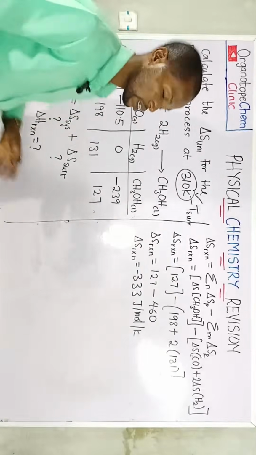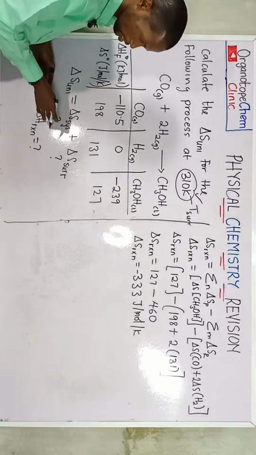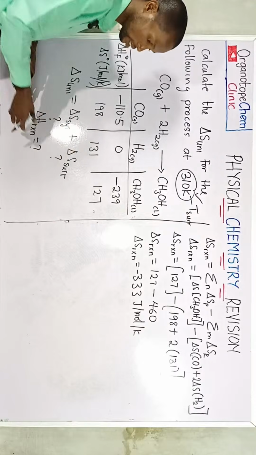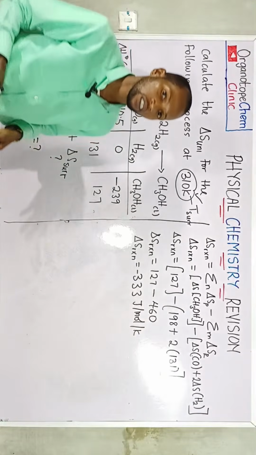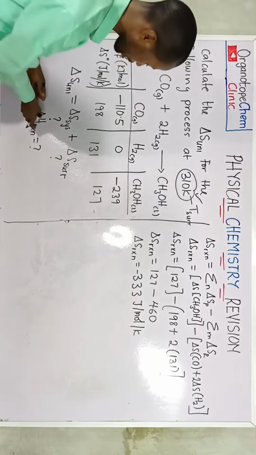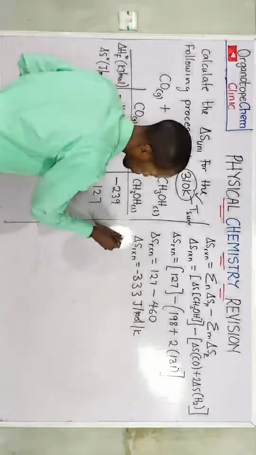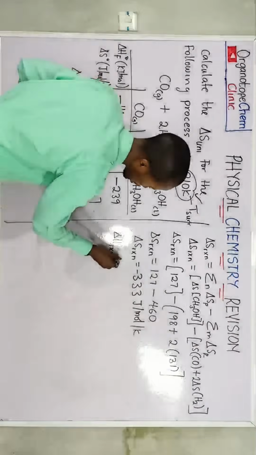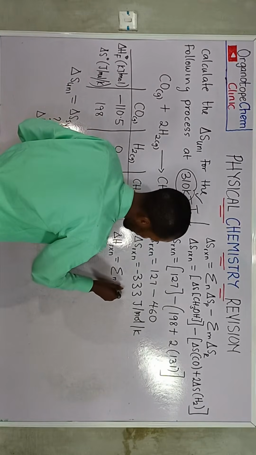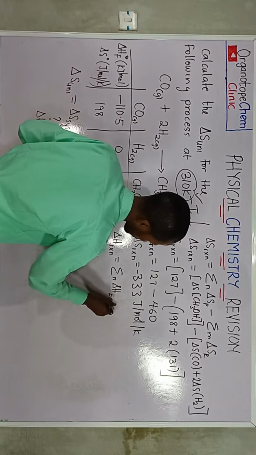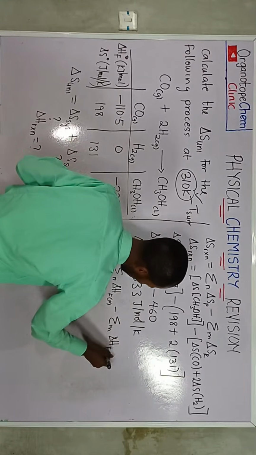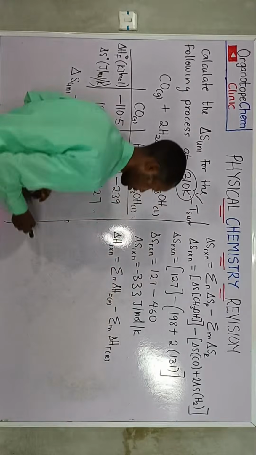So we've been able to get the entropy of the reaction. Now, can we proceed to determine the entropy of the surrounding? We can't get it yet, since in order to determine the entropy of surrounding, we need to find the enthalpy of the system. So let us get the enthalpy of the system. We have delta H reaction, which is the same thing as that of the system, equals summation n delta H formation of the products, minus summation m delta H formation of the reactants.